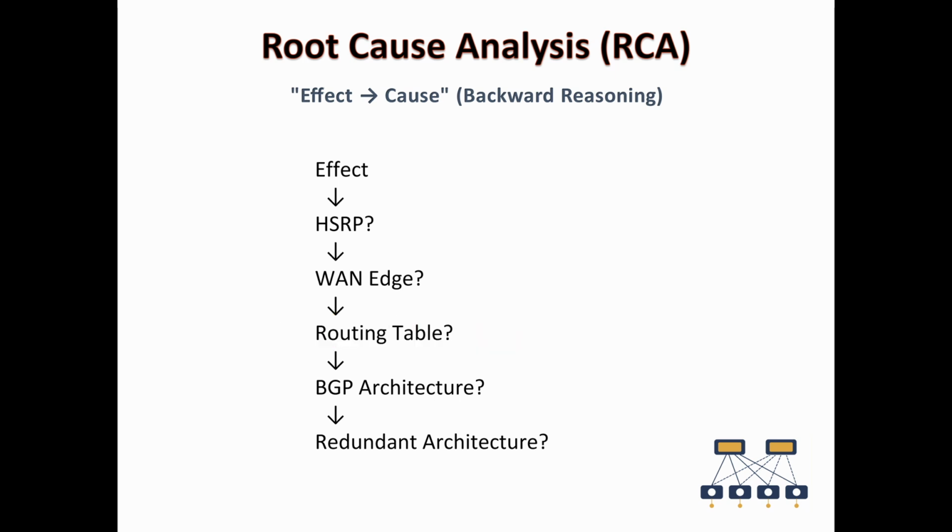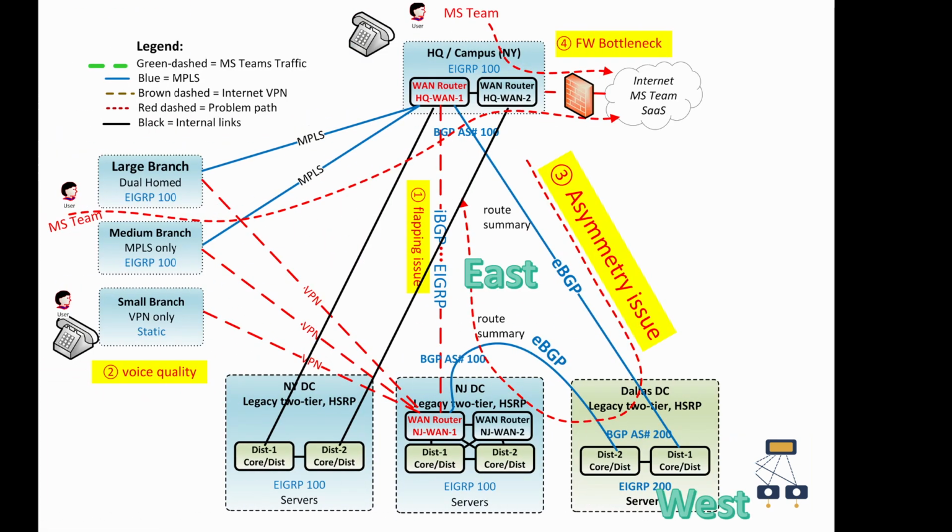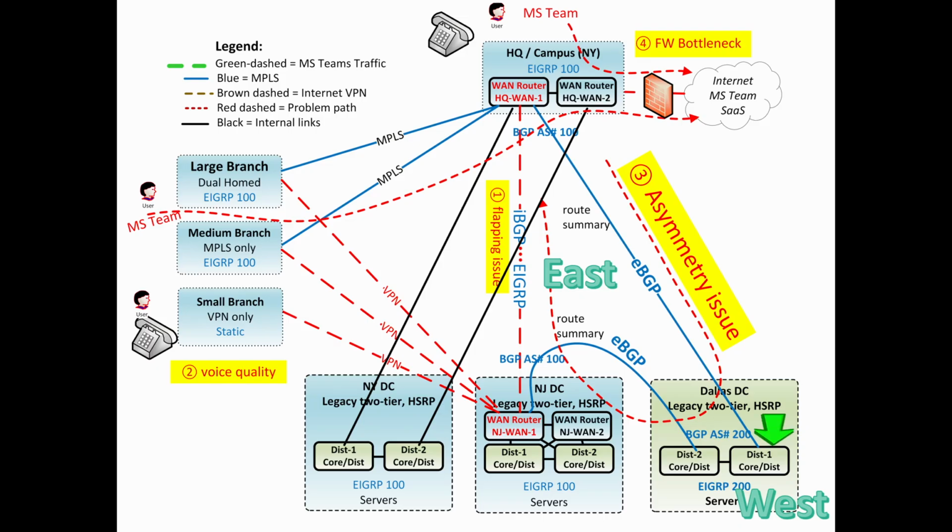Is the routing table the root cause? Now let's examine routing in the two distribution switches, dist-1 and dist-2. The dist-1 and dist-2 at Dallas can receive the routes from the east side by EBGP. At the west side, dist-1 receives the routes from New York directly. Dist-2 receives the routes through New Jersey.